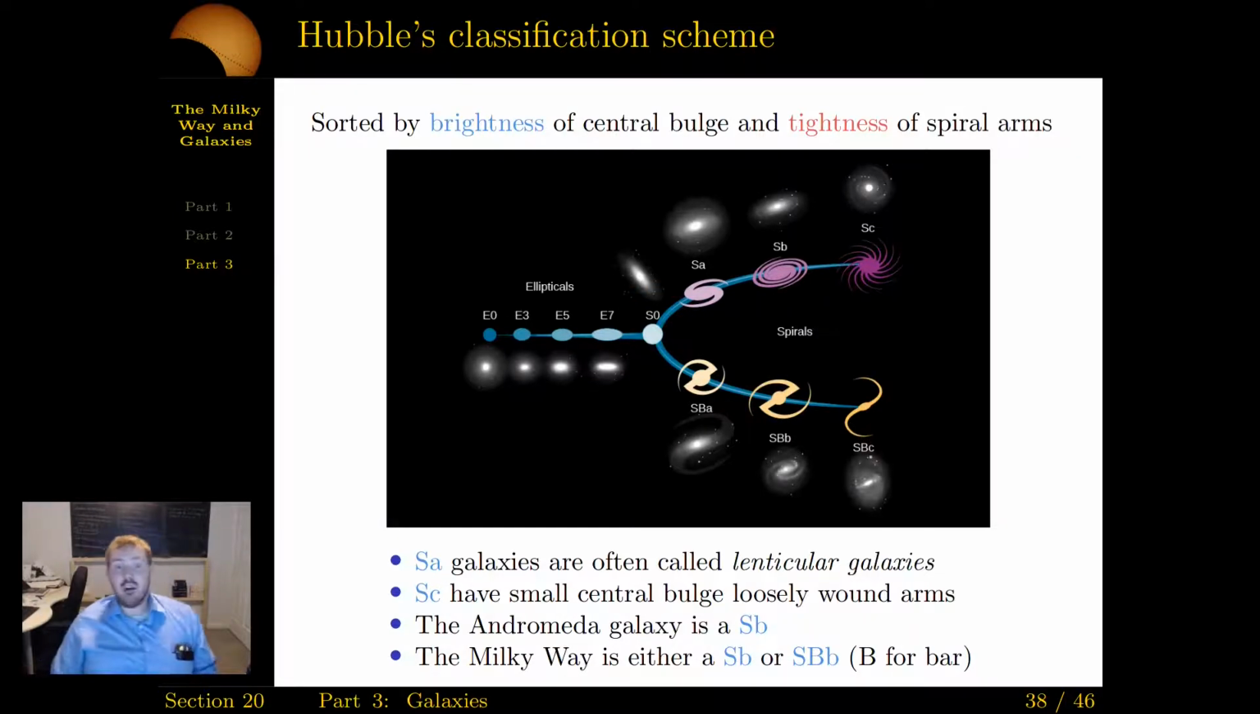On the other side of the spiral galaxies, we have the SC categories, with a very small central bulge and tons of loosely wound arms. The arms, while present, are very long and very loose, whereas, say, our galaxy or Andromeda have very well-defined arms. In fact, the Andromeda galaxy is what we call an SB spiral galaxy, whereas the Milky Way is either an SB or an SBB, a spiral bar galaxy, the B for bar. We're still figuring out the details of which branch of the spiral galaxies the Milky Way falls into.